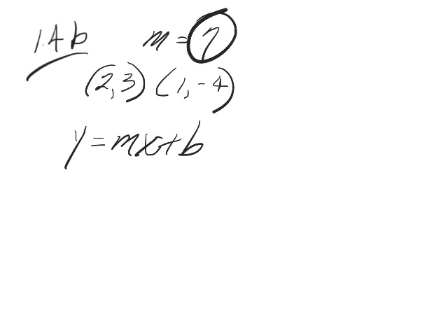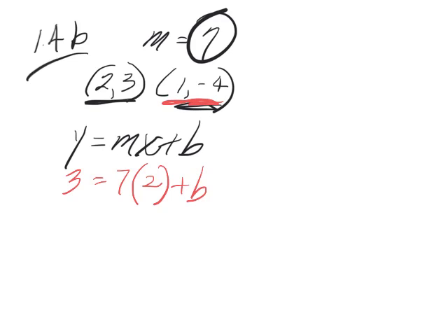So what we have to do is plug either the 2 and 3 in for the x and y, or the 1 and -4 in for the x, y. And what that'll do is we'll have a number for y, a number for slope, a number for x, and b is what we're looking for. So if I use (2, 3), I'm going to have 3 = 7 times 2 + b. Or if I use this one, I'm going to have -4 = 7 times 1 + b. So let's just use both of those.